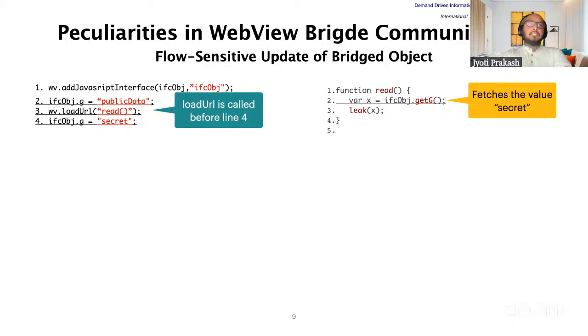Because of the asynchronous nature, the Android part waits till this function is executed. So instead of having public data, it will fetch the value secret through the bridge method getG. Are there any questions?